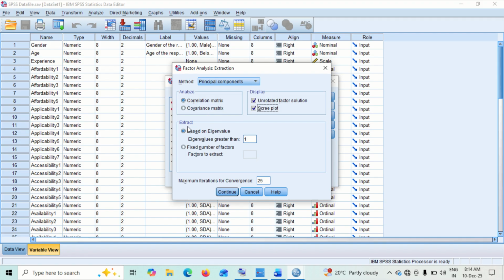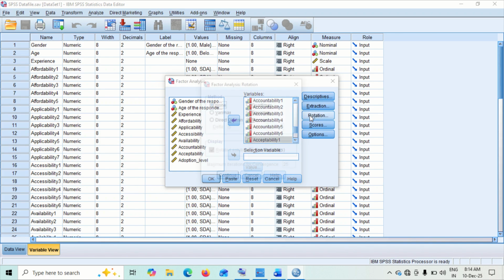Furthermore, it is very important to define the extraction method, that is, either it is based on eigenvalue greater than 1 or a fixed number of factors, that is the number of factors to extract. Here I have selected the eigenvalue which is greater than 1. Thereafter, again continue.